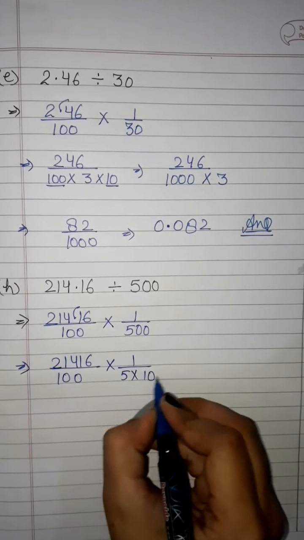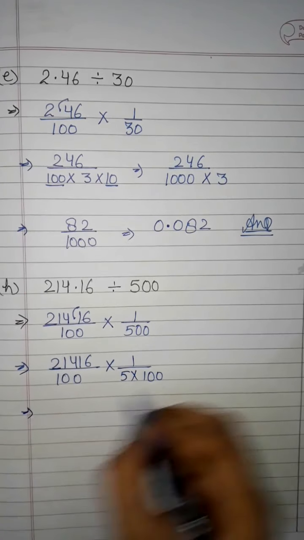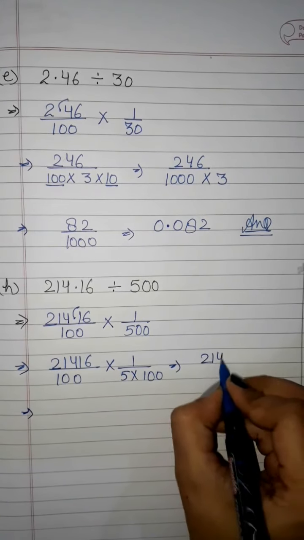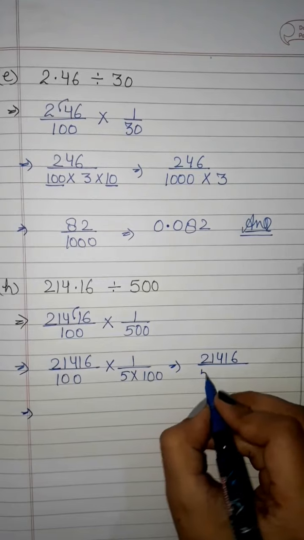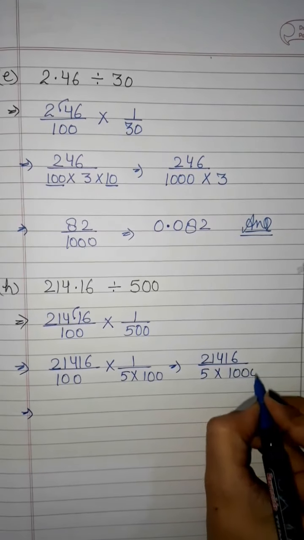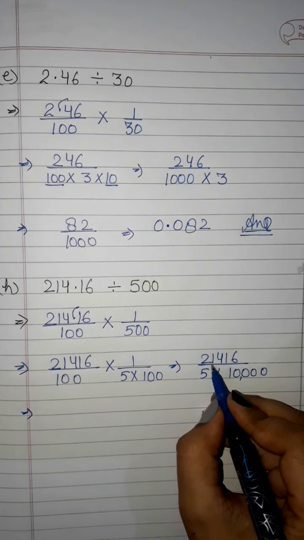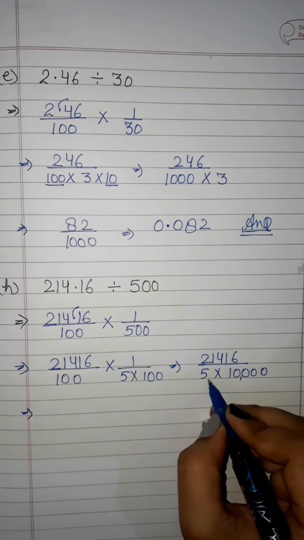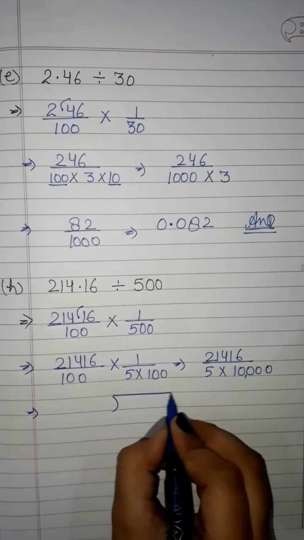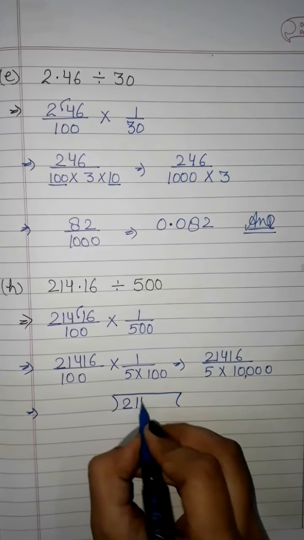5 into 100. Now zeros you can multiply. 21416 upon 5 into 10,000. I hope it is clear. Now this 21,416 we can divide by 5. Let's see how to do the division.